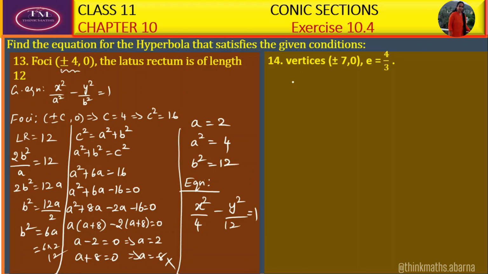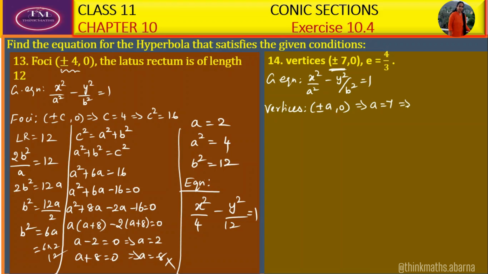Next, 14th. Vertices is plus or minus 7 comma 0 and eccentricity is 4 by 3. So if you check, vertices is in x-axis. So general equation will be x square by a square minus y square by b square equal to 1. So vertices will be plus or minus a comma 0. And comparing, we find a is equal to 7. So a square will be 49. Clear?